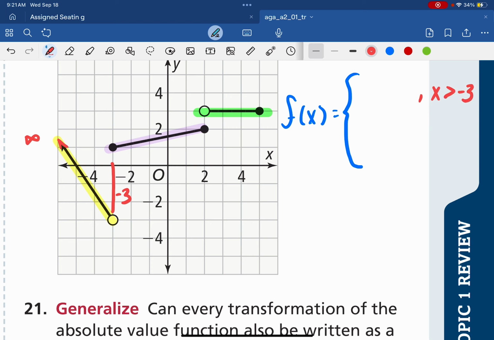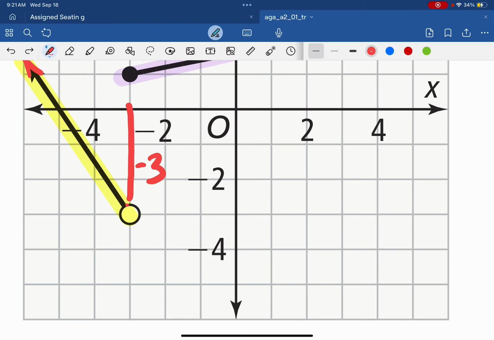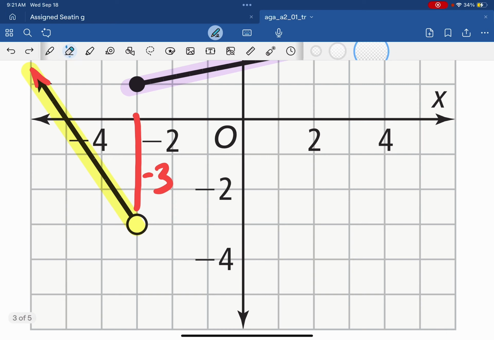And the reason that I say it's greater than -3 and not greater than or equal to -3 is because I have an open circle at -3. So that tells me that it is not included. All right. And now I just have to find the equation for this line.